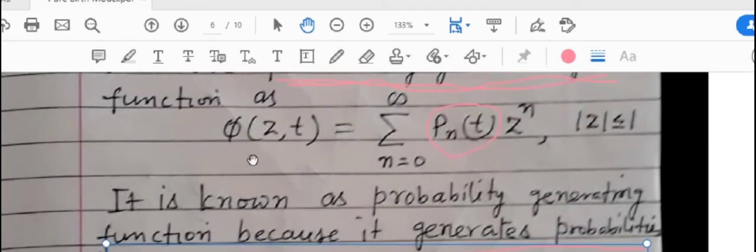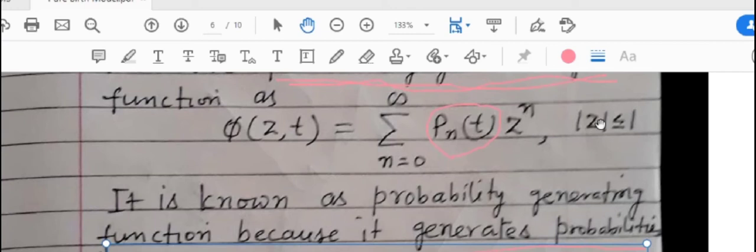This is the generating function: phi(z,t) is equal to the sum over n ranging from 0 to infinity of p_n(t) z to the power n, and mod of z is less than or equal to 1. That is, it is converging in this circle. You must remember this about the generating property of the generating function. This must converge in this circle.